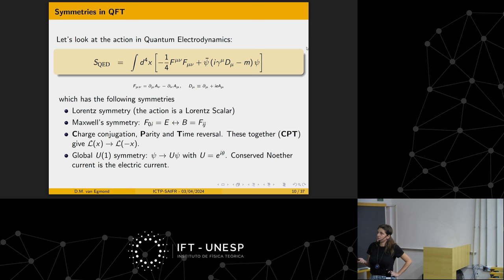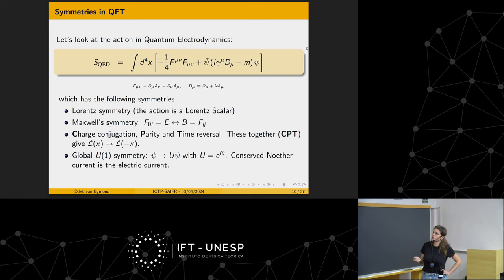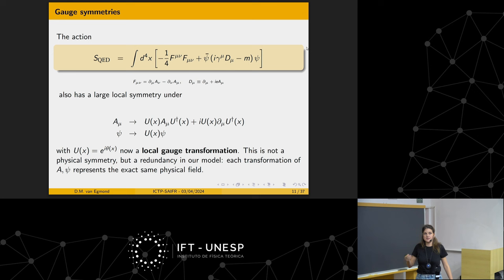So these are some of the symmetries of this action, and there's one very large symmetry group that I haven't mentioned yet, and it has a very special status in this theory. It has a large local symmetry under this transformation here, where U is also in the U1 group, but now this theta, which before was just a number, can depend on x. So it can be different at every point in space-time. And this transformation, with theta of x different at any point in space-time, will leave this action also invariant. This is what we call a local gauge transformation.